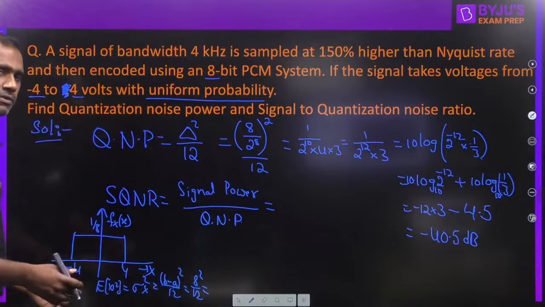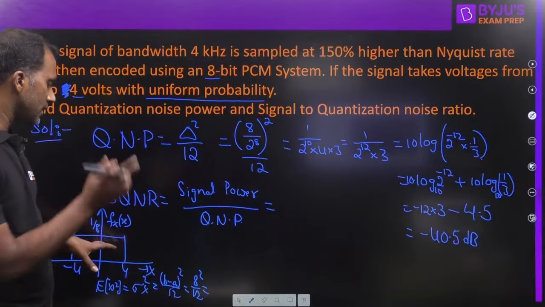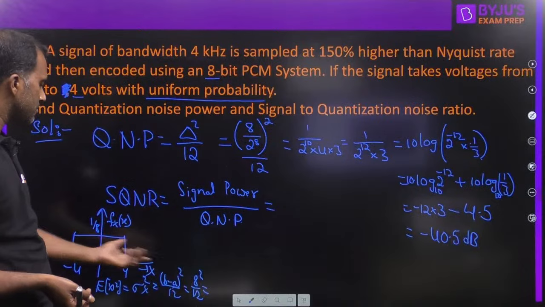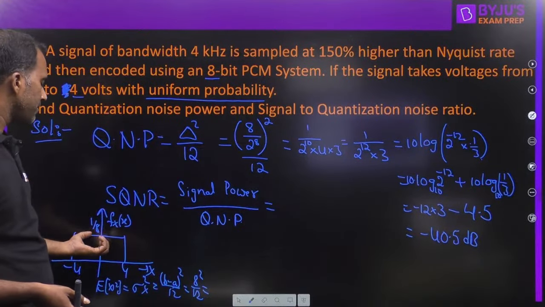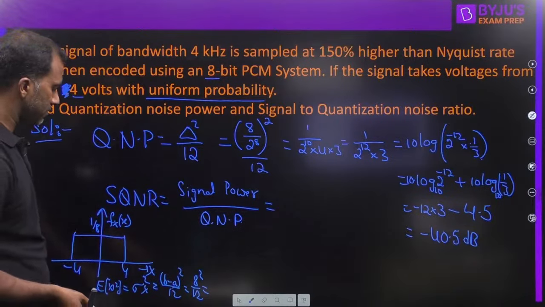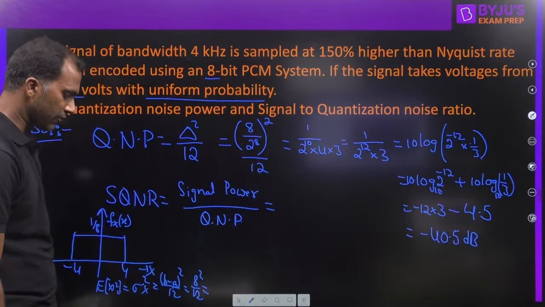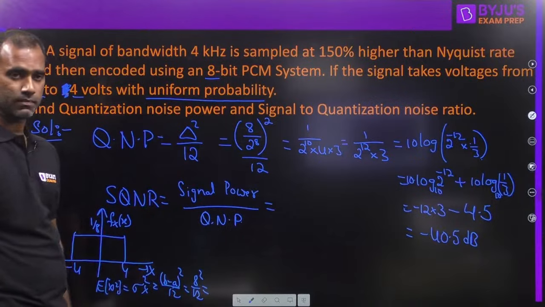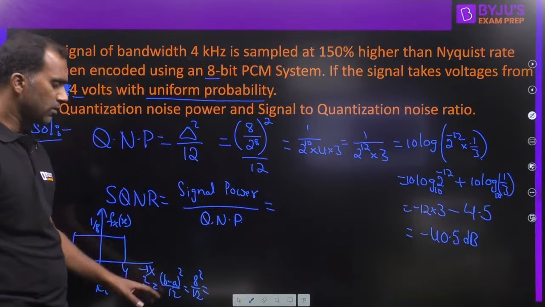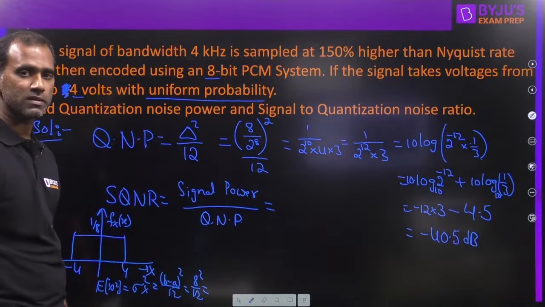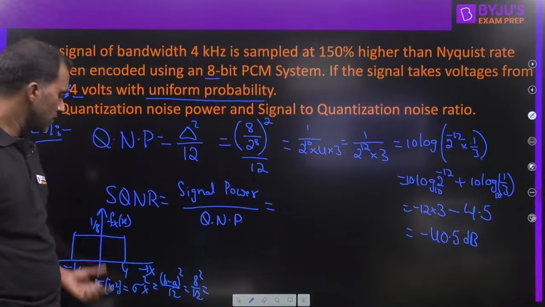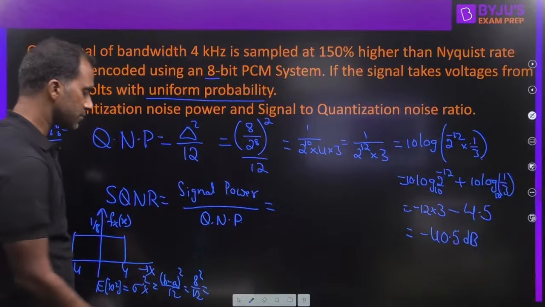If you want, you can calculate using expectation of x square, the integration of x square into fx of x dx. You can substitute this and find it. But if you know the formula for a uniform PDF, you can use that formula to find the mean square value easily. If you don't remember the formula (b minus a) whole square by 12, you can go with the basics: expectation of x square, integration of x square into fx of x dx, using this fx of x in the substitution.